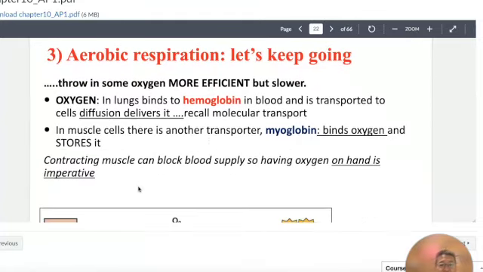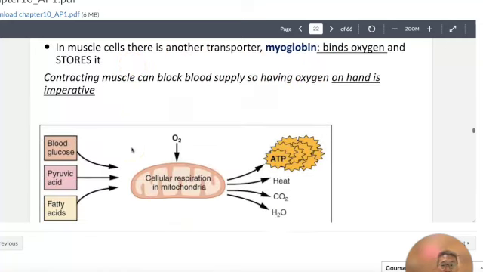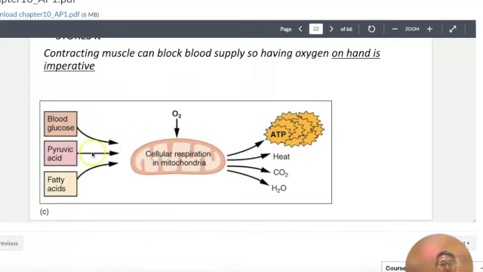The last resort is using oxygen, aerobic respiration. It is slower. Okay, what you have in the muscle is called myoglobin. Okay, it binds oxygen and stores it. It is slower, but it will create 36 ATP, 36 of them. So you have plenty of energy. Okay, 36 ATP through the electron transport chain in the mitochondria. We're going to learn that later, actually, in AP2.